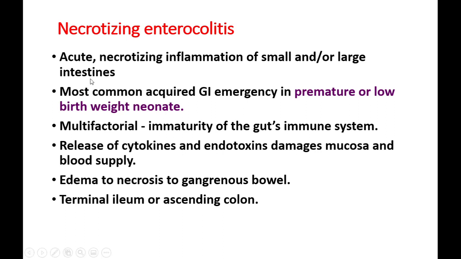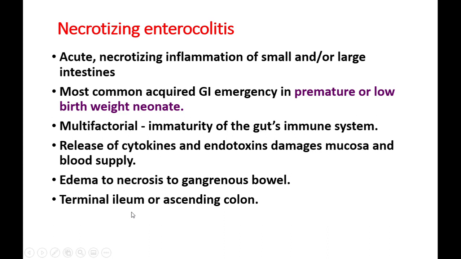Necrotizing enterocolitis is an acute necrotizing inflammation of the small and or large intestine, most commonly seen in premature or low birth weight neonates as a gastrointestinal emergency. Causes are multiple. It is related to immaturity of the gut immune system, release of cytokines and endotoxin, damaging the mucosa and blood supply. The immaturity of the gut system also encourages the proliferation of pathogenic bacteria, edema and necrosis, and gangrenous changes of the bowel. The terminal ileum or ascending colon are the most common sites.